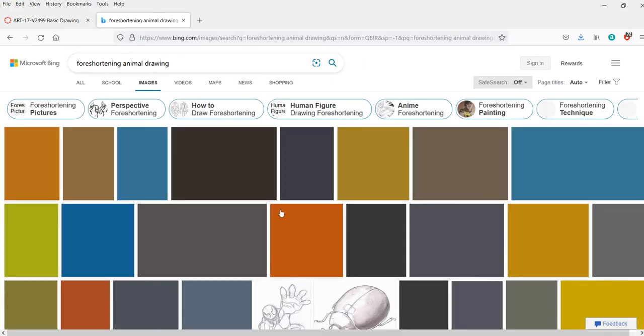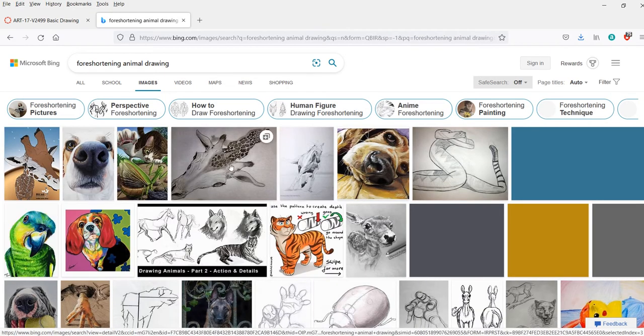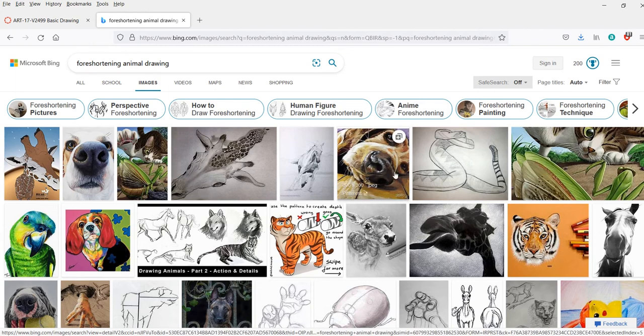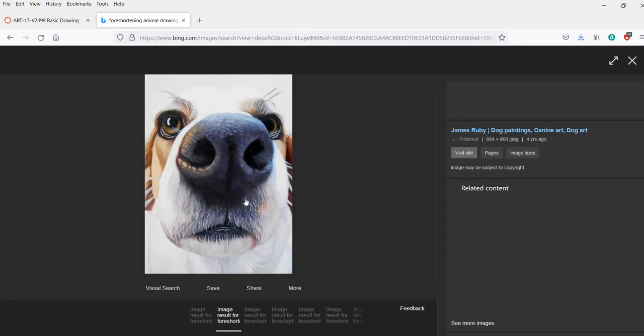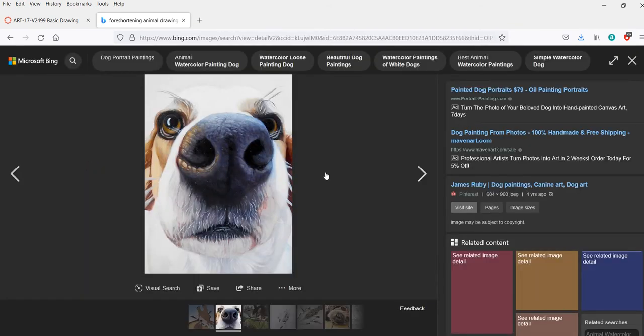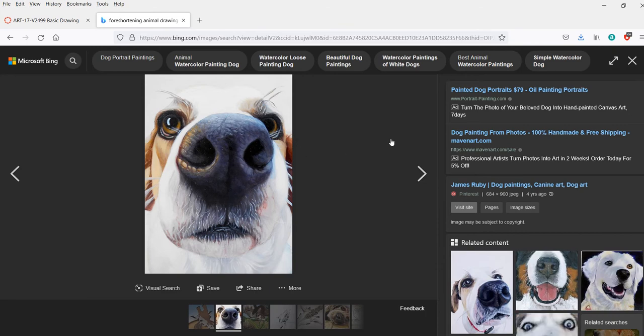There's some good ones of cows and whatnot, or dogs. Dogs are great for this because they have a big old nose, right? And if that nose is really close to you, the nose looks huge and the eyes are back here. You don't really see a lot of the face, just a little curvature of the side of the nose, and then the back of the head sort of appears back here. So that's really good foreshortening. It's a really fun one to do. So the dog nose is excellent for this.